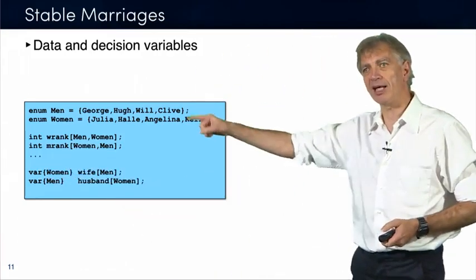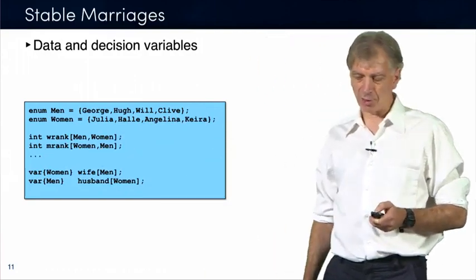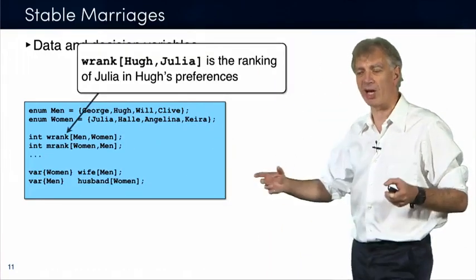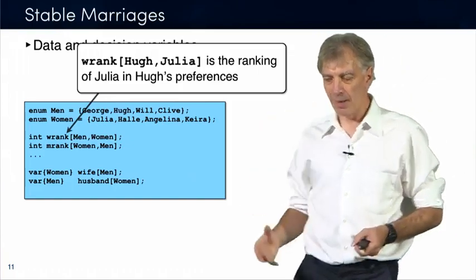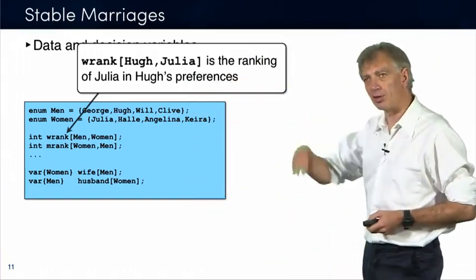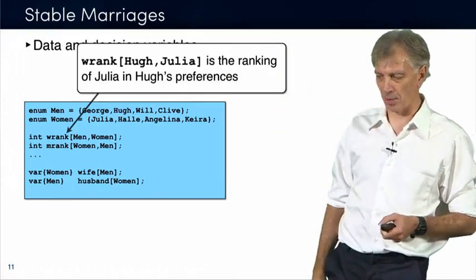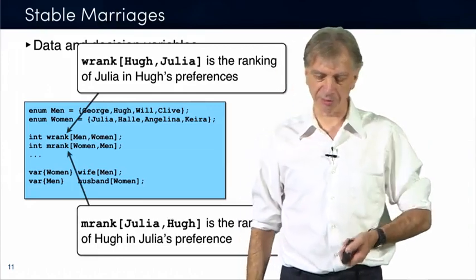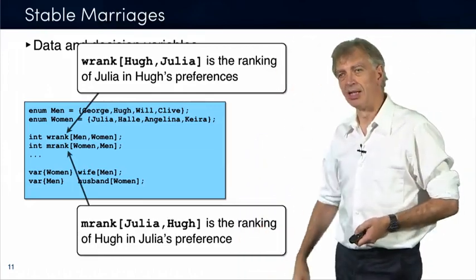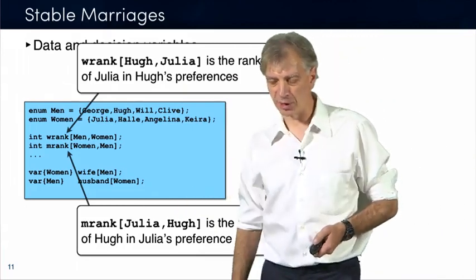You have the data here. So you see all the men, all the women. You have also the preferences for the man and the woman. So W rank of Hugh, Julia means what is the ranking of Julia in the ordering of Hugh. And the lower the value, the higher the preference for the particular woman. And of course, vice versa for the man. So this is basically telling what is the ranking of Hugh for Julia.